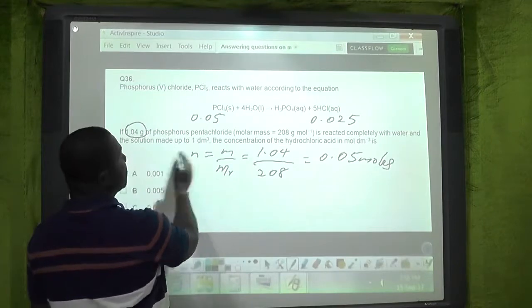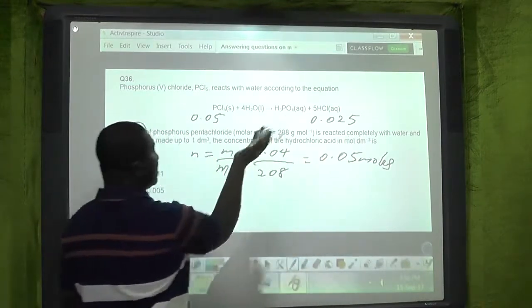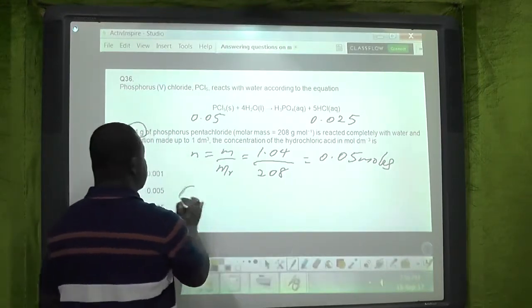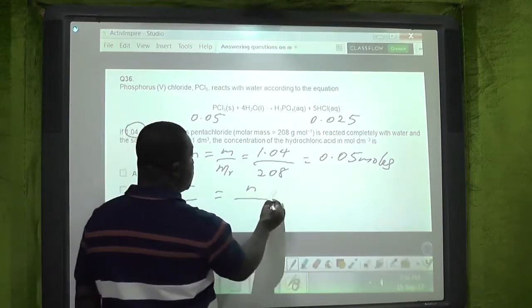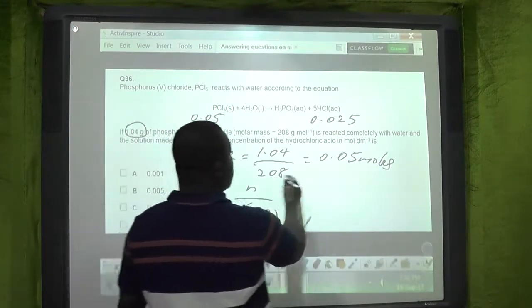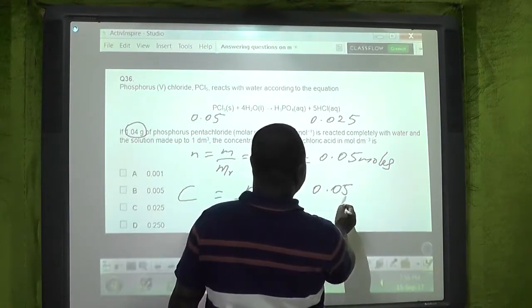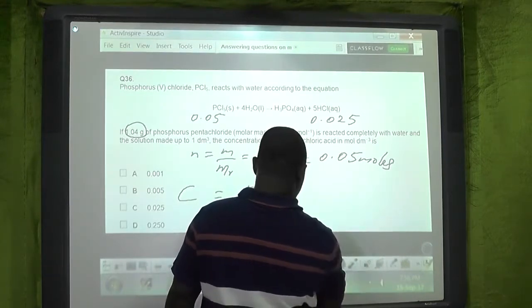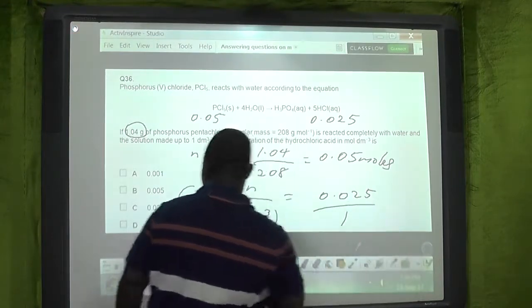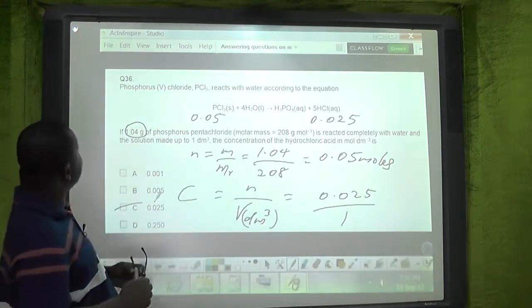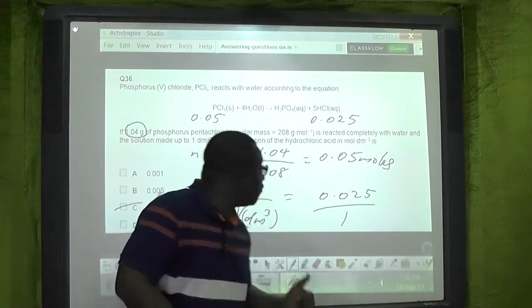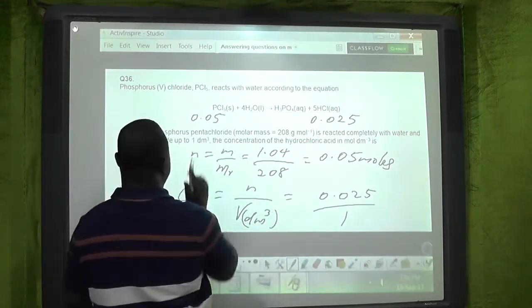So you are looking for the concentration of hydrochloric acid in mole per dm cube at the end of the reaction. Concentration in mole per dm cube equals number of mole divided by volume in dm cube. So the number of mole is 0.025, divided by 1. So our answer is 0.025. C, 0.025 is our answer for question number 36, because the volume is 1 dm cube.